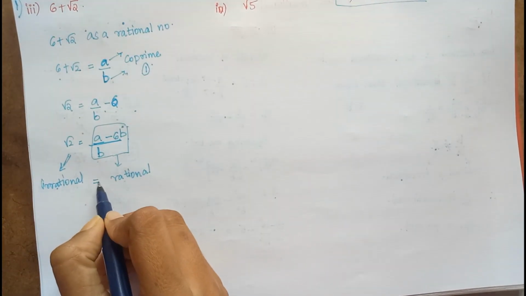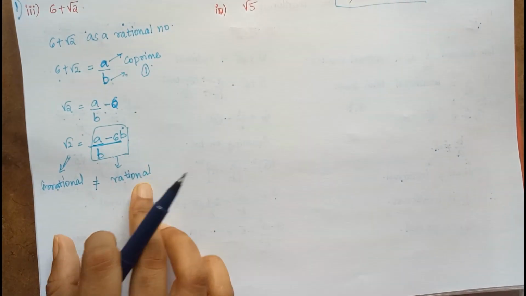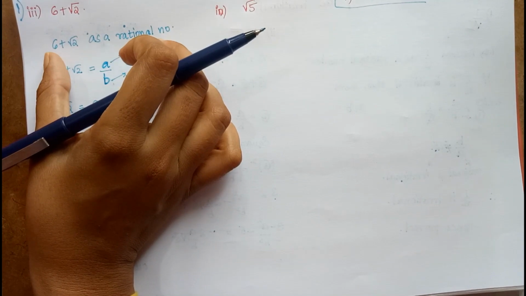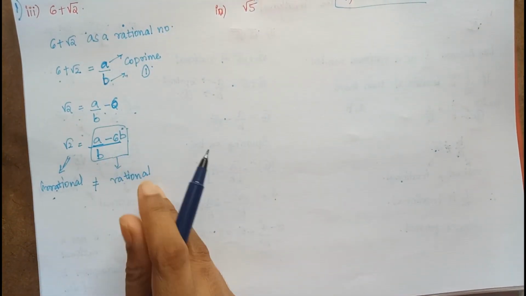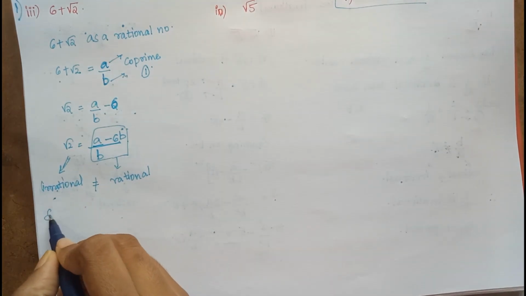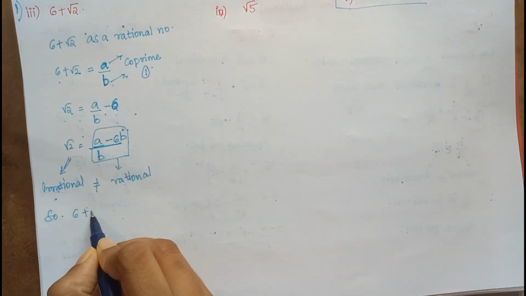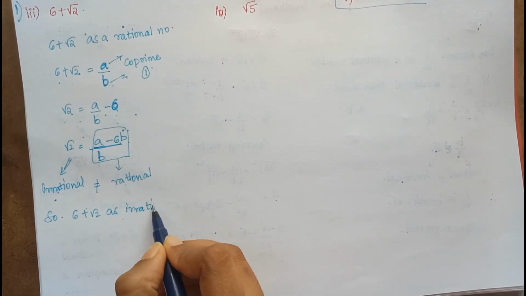So an irrational cannot be equal to a rational. What we assumed is false. What we assumed was a rational number, but irrational cannot be equal to a rational number. So we can conclude that 6 plus root 2 is an irrational number.